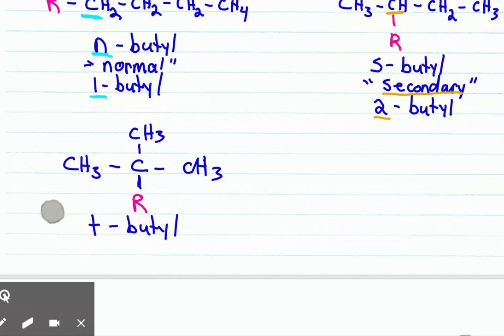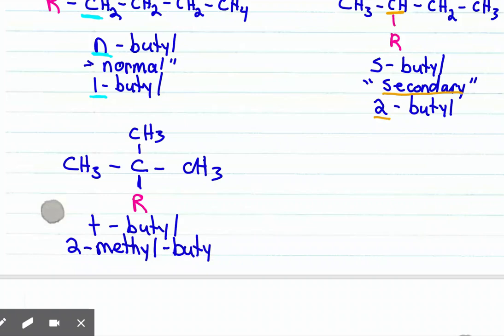Okay, so this is T-butyl or tertiary, and you might also see this called 2-methyl butyl because the methyl is on carbon number 2 in the butyl side chain. And then our last isomer of our butyl side chain looks like this.